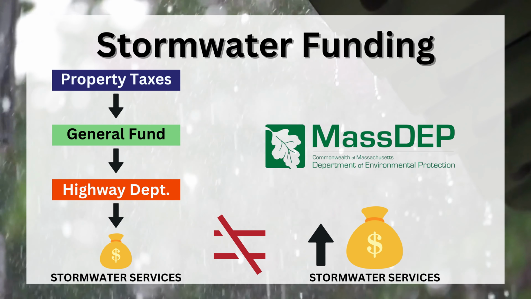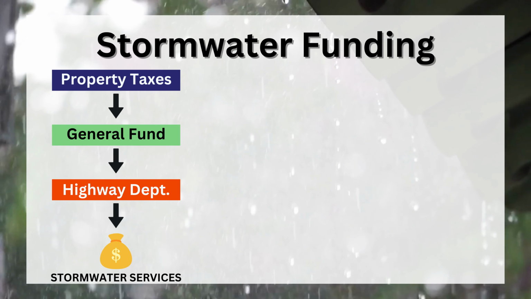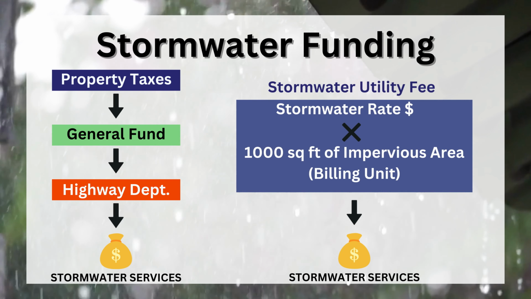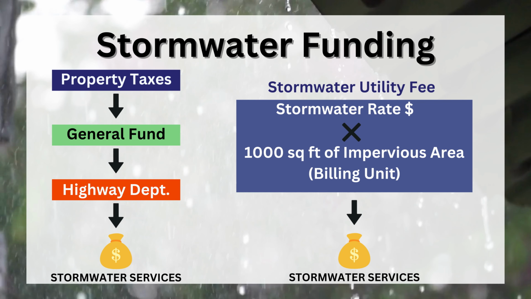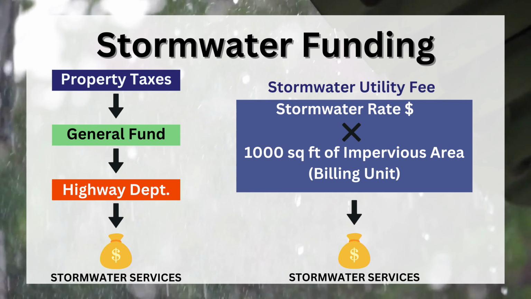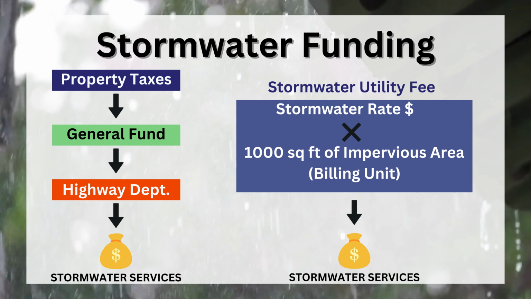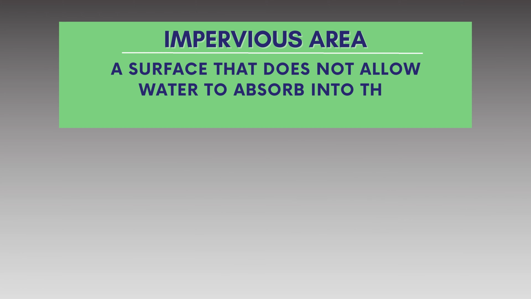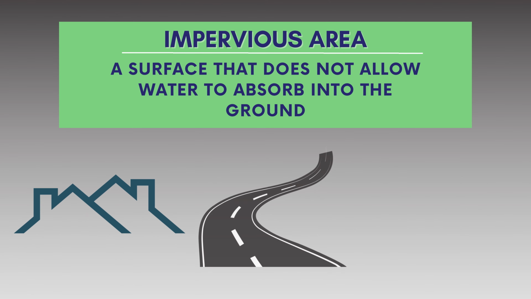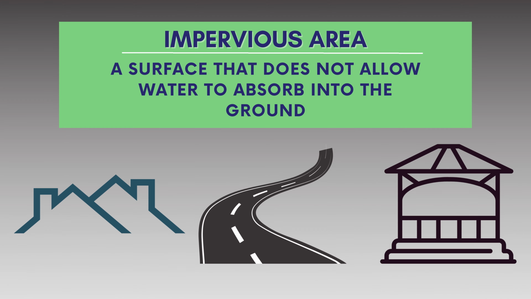To support the costs associated with an increase of these services, the town will therefore shift to a stormwater utility fee. The stormwater utility fee is calculated by the amount of impervious area on your property. Impervious area is defined as a surface that does not allow water to absorb into the ground, such as roofs, driveways, and other impervious surfaces.